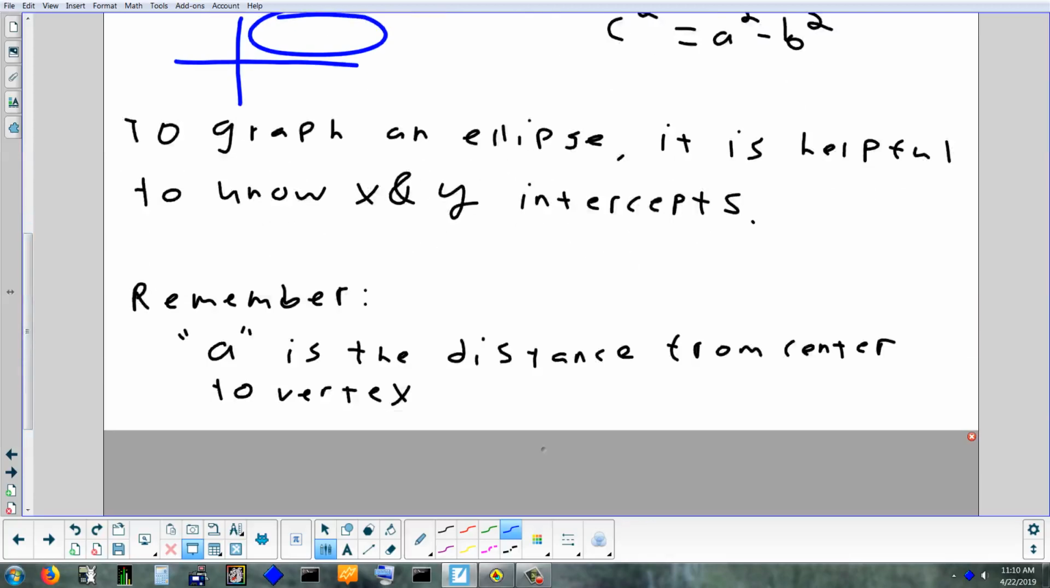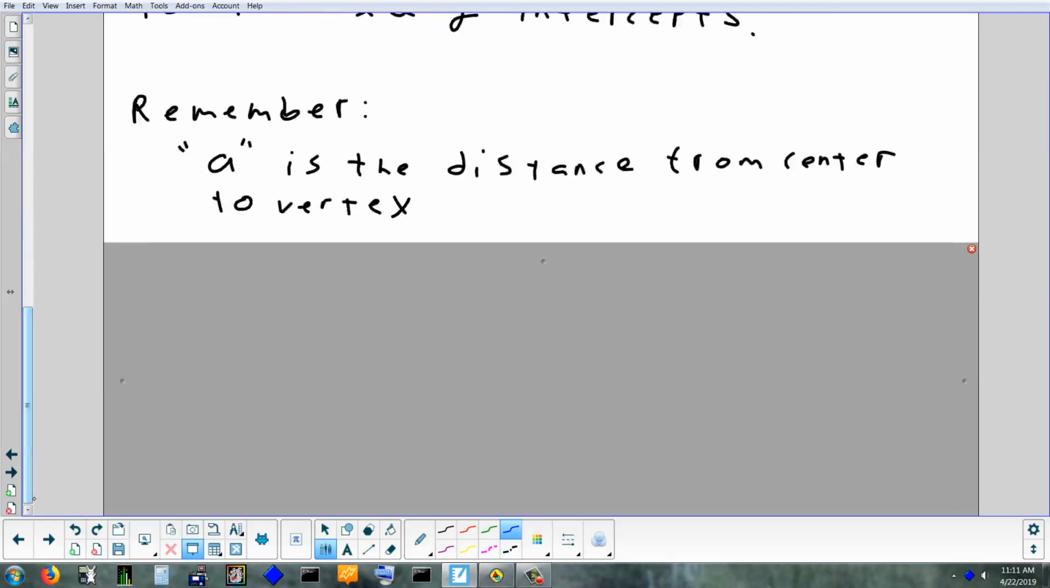And here's what you want to remember about A, B, and C. A, B, and C each tell you something. Okay? A is always the distance from the center to the vertex. Technically, you could think of it as the distance from the origin to the vertex right now, but I wouldn't write that. If you think of it like that, it's going to mess you up later. So A is the distance from the center to the vertex.